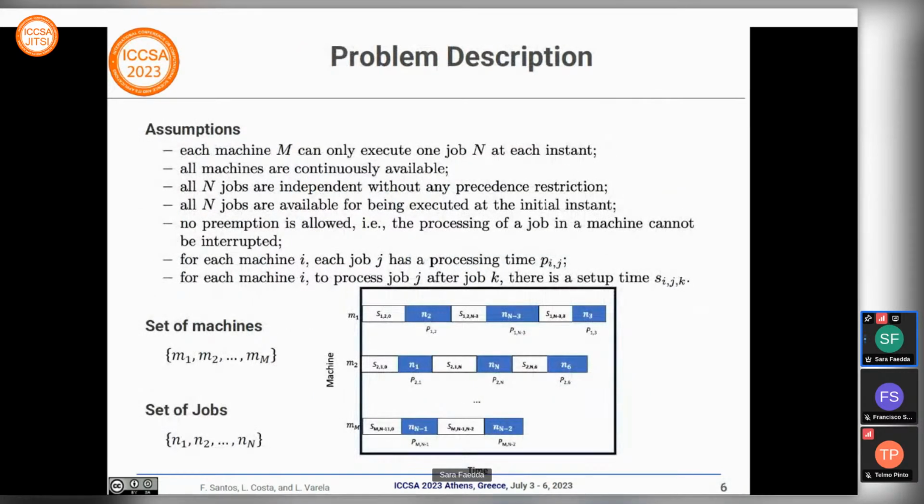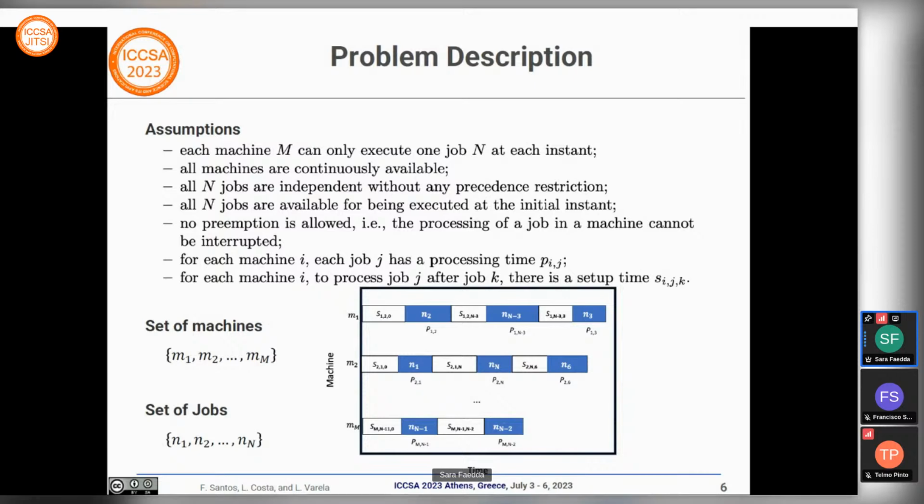Okay. The problem we are solving is this one. We have a set of unrelated machines, and we want to assign a set of independent jobs to machines. We are considering that we have different processing times for each machine, for each job, and we also have different setup times that depend on the previous job we have assigned.